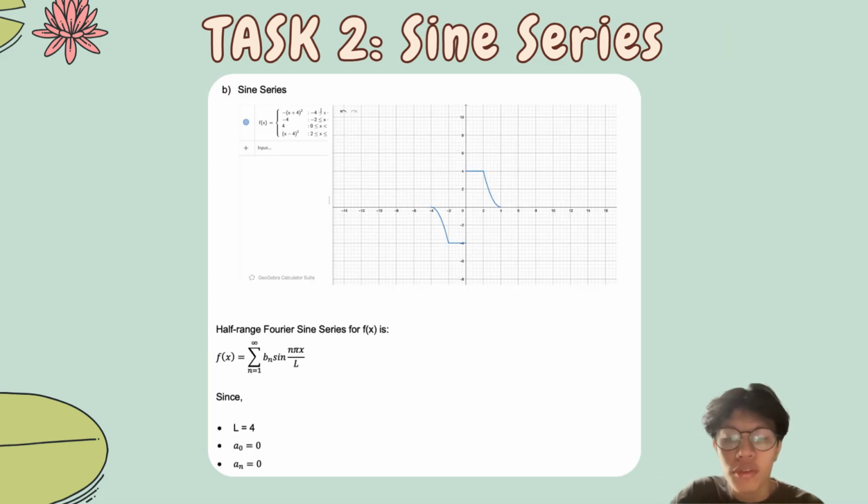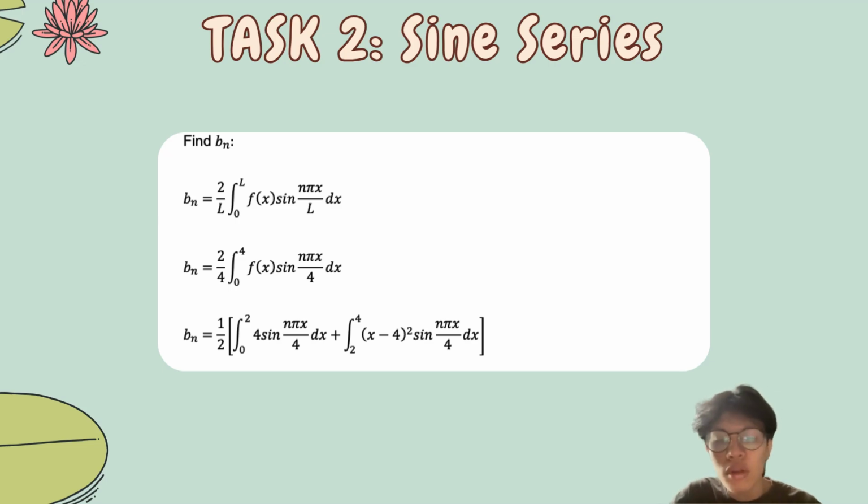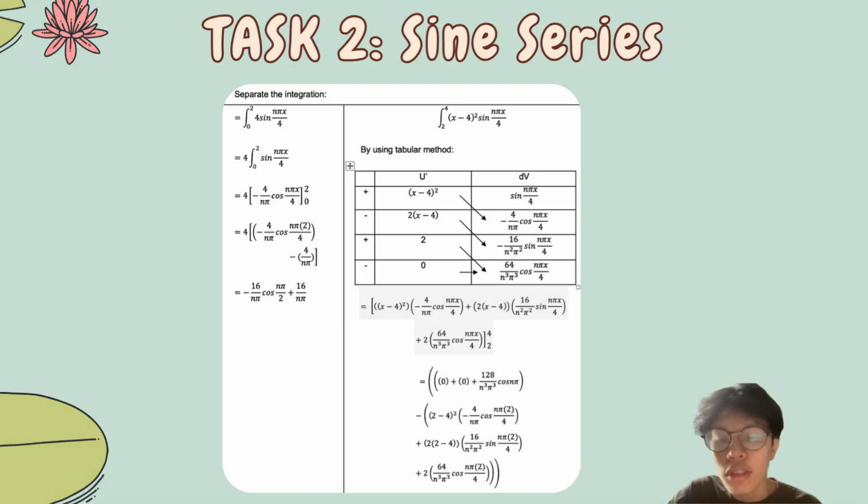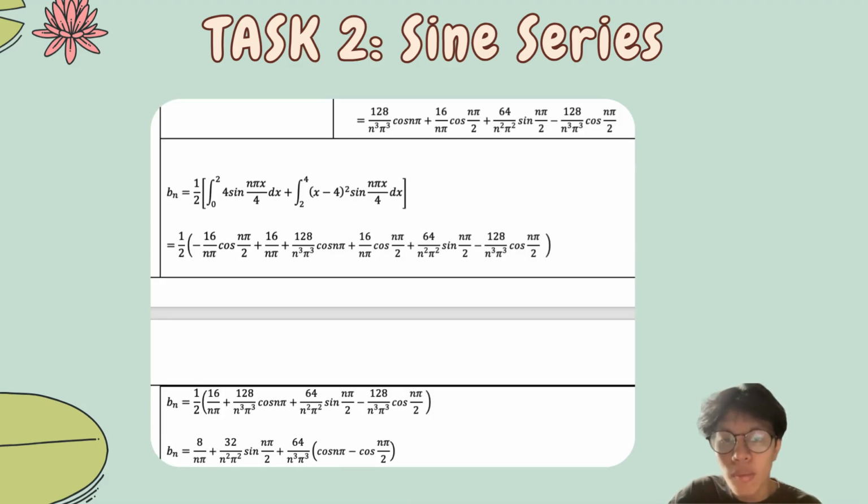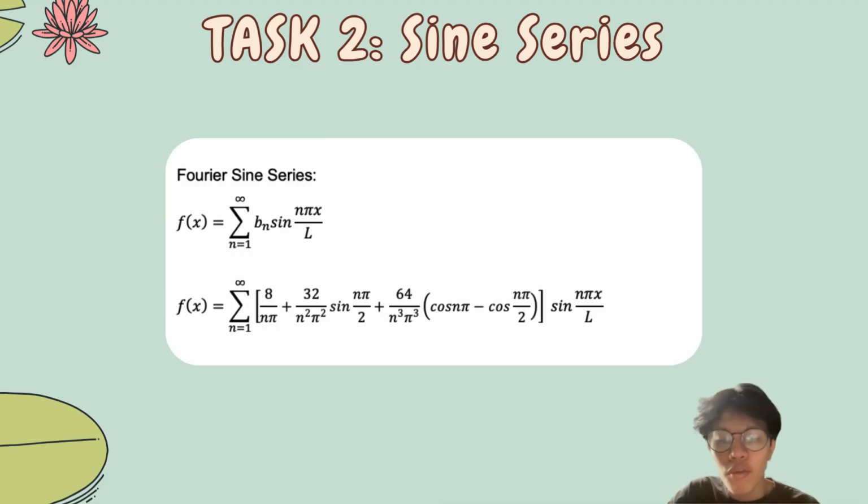Next, for the sine series. For the odd extension, we reflect the graph with opposite signs across the y-axis. Since this is an odd function, both a0 and an become 0, leaving only the sine terms. We then calculate the bn coefficients, and this is the integration that is shown on the slide. And for the final answer, we obtain the final Fourier sine series that is displayed on the slide.